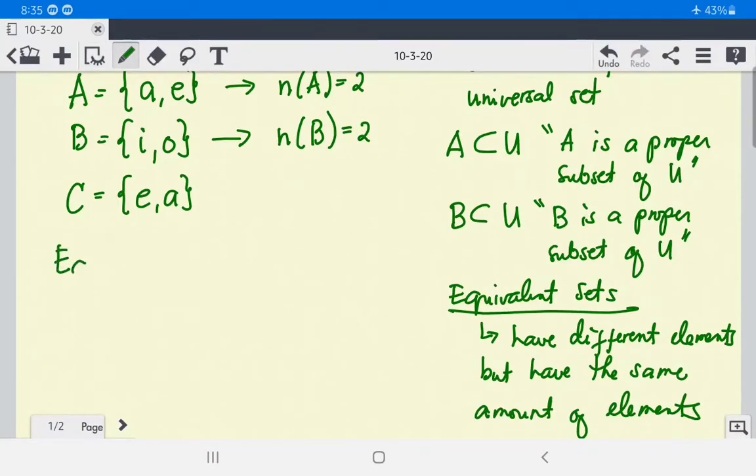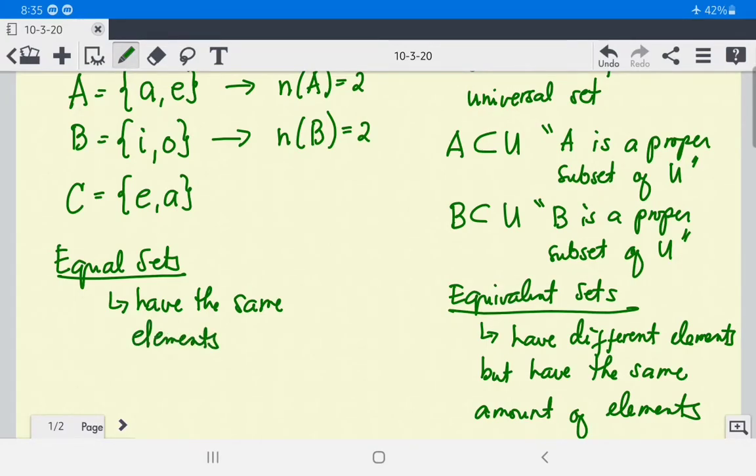When we say equal sets, these are sets that have the same elements. So A and C are what we call equal sets. They are also equivalent sets because they have the same number of elements. As you can see, the cardinality of set C is 2.